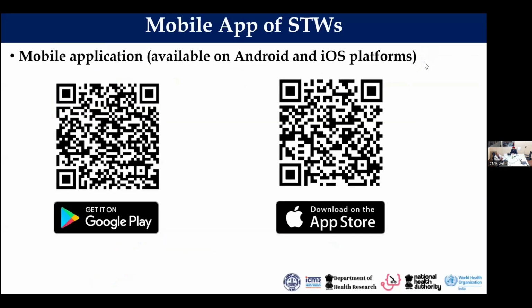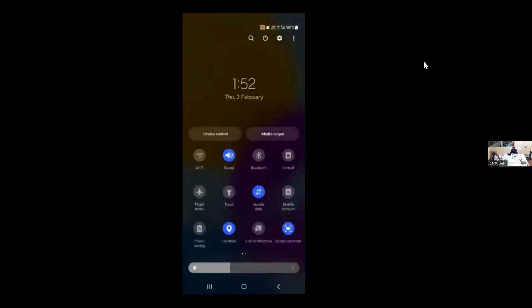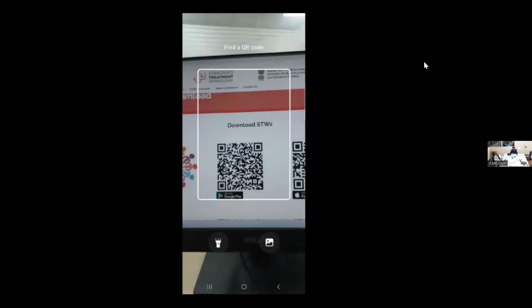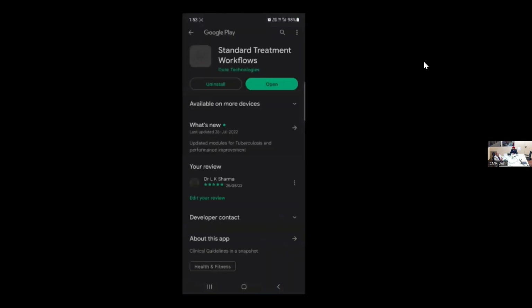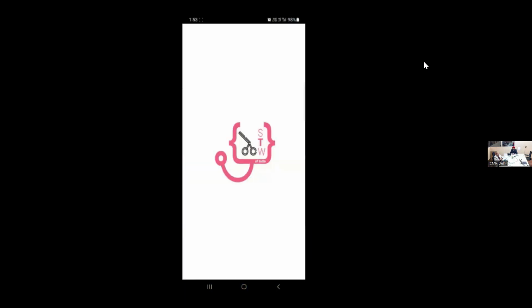Next, the STW is also available in mobile app format. Presently, it is available on Android and iOS platforms. If you are using an Android mobile, you can get it from Google Play. If you are using an Apple mobile, it is available on the App Store. So these are the QR codes. How can we access this? You just need to scan this QR code: open your mobile, and there is a scan QR code option available. Just scan it. If it is Android, it will take you to Google Play, where you can download and install it. After installing, it will be available on your mobile.